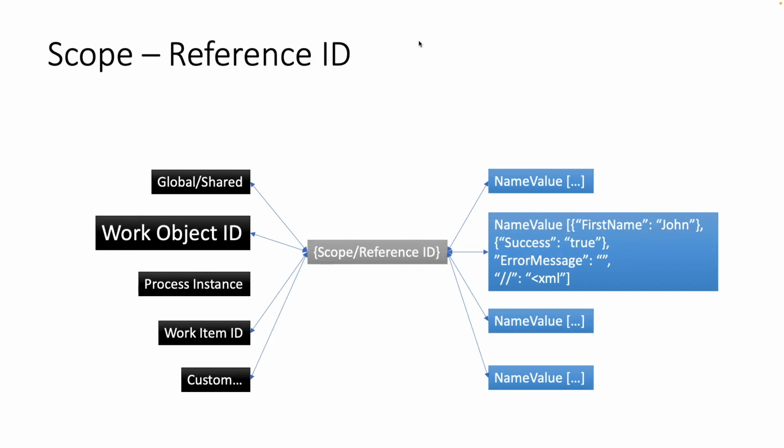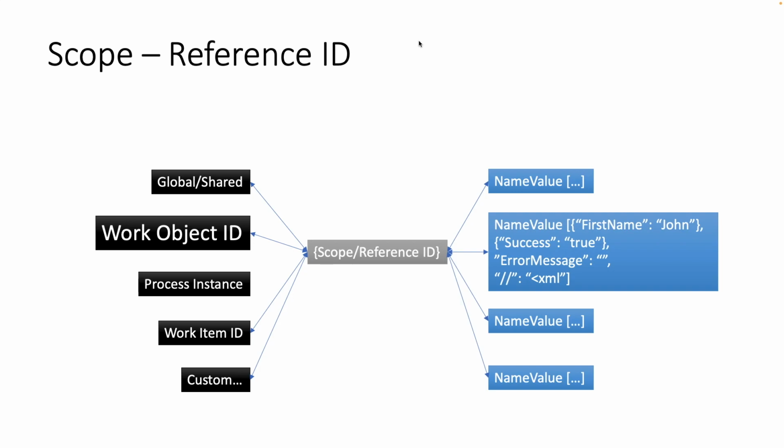To summarize, variables are always included within a scope. Work object ID is the default scope used for form and process variables, and by default is shared by a process chain, which allows sharing the variables across the chain by default. Other scopes include work item, activity instance, process instance, and the global or shared scope. Scopes are identified by some identifier.